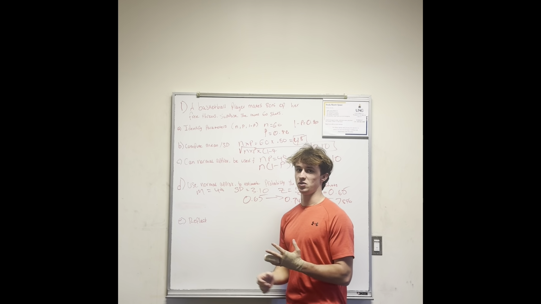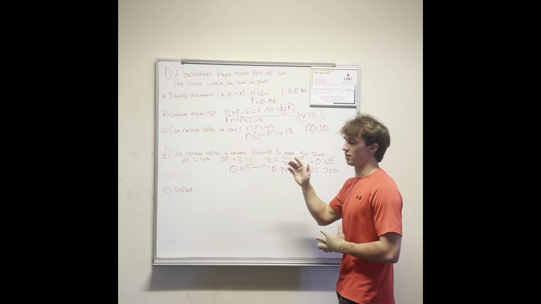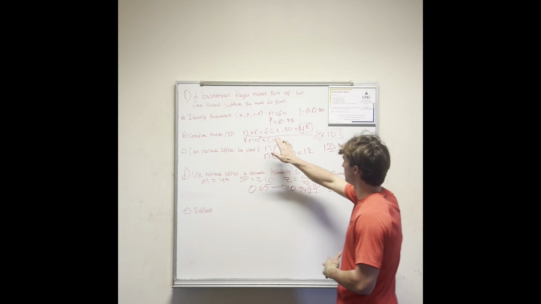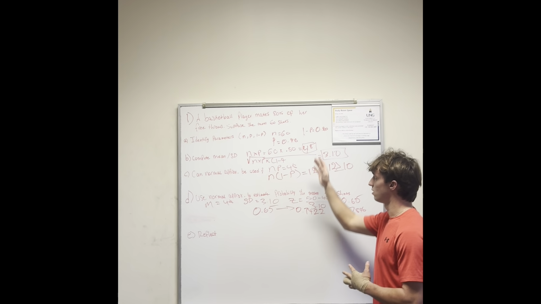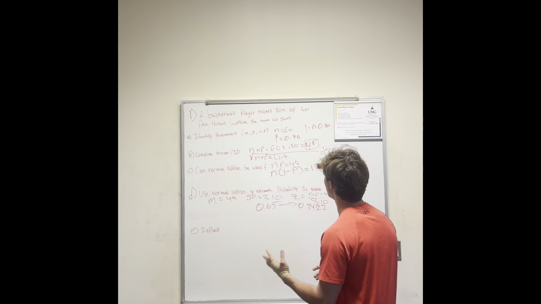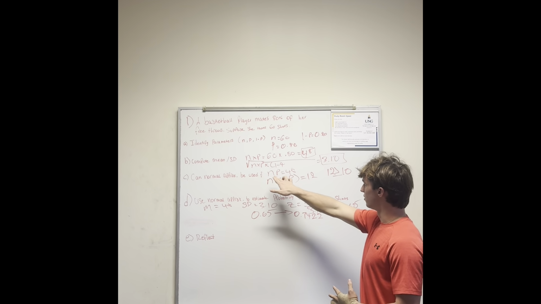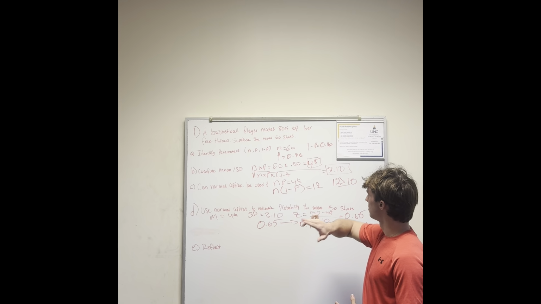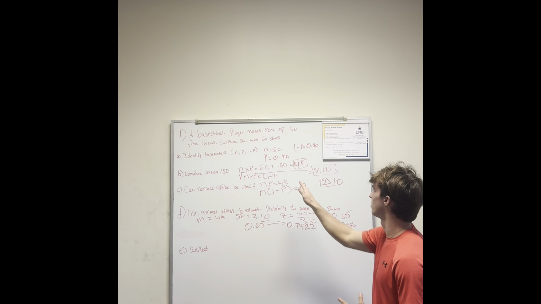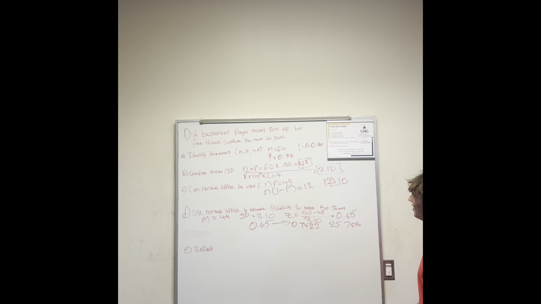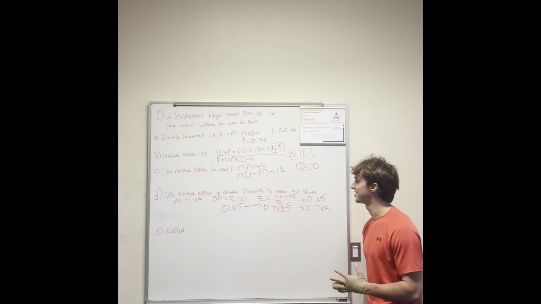For B, we have to compute the mean and find the standard deviation. To find this, we plug in the formula. We have N times P equals 60 times 0.80. That gets us 48, so 48 is our mean. And then to find our standard deviation, we take the square root of N times P times 1 minus P. And that is going to get us 3.10. So that's the standard deviation.